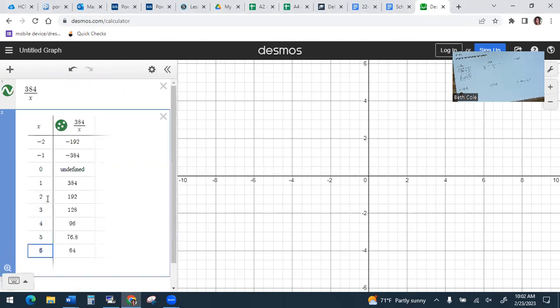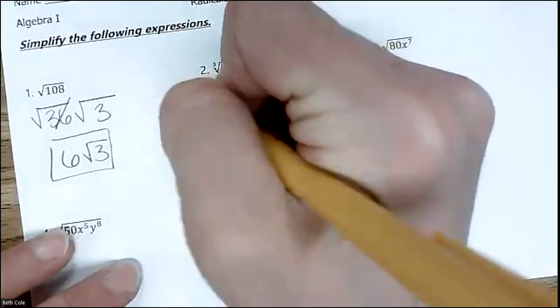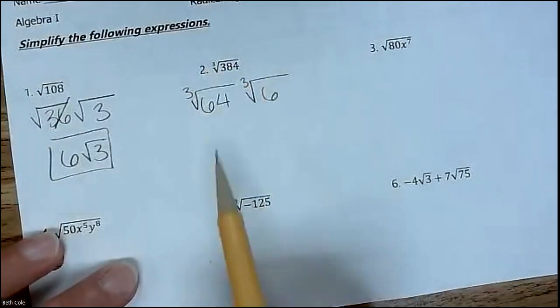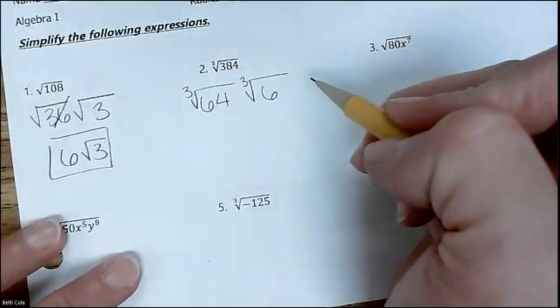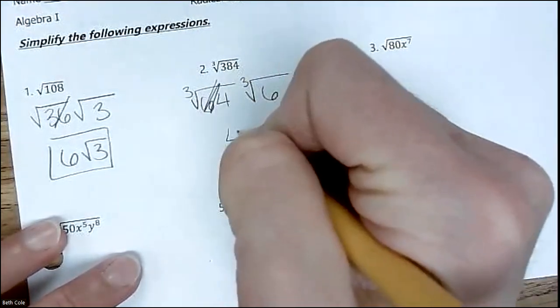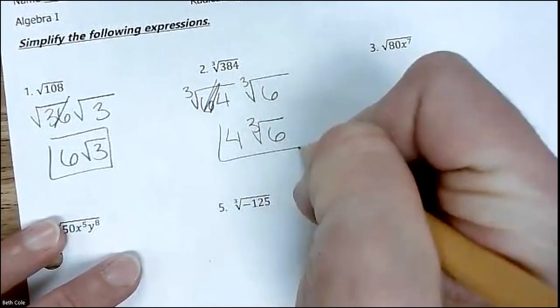Did you find it already? 64 times 6. Okay. So 64 times 6. What is your cube root of 64? 4. So 4 cube root of 6.